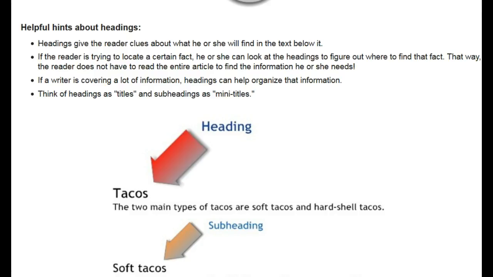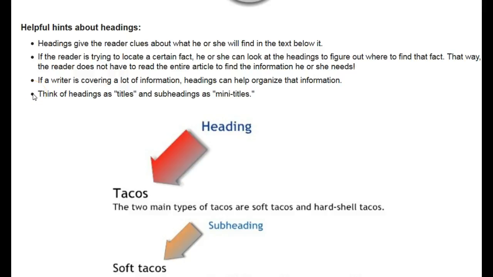Here are some helpful hints about headings. Headings give the reader clues about what he or she will find in the text below it. If the reader is trying to locate a certain fact, he or she can look at the headings to figure out where to find that fact. That way, the reader does not have to read the entire article to find the information he or she needs. If a writer is covering a lot of information, headings can help organize that information.